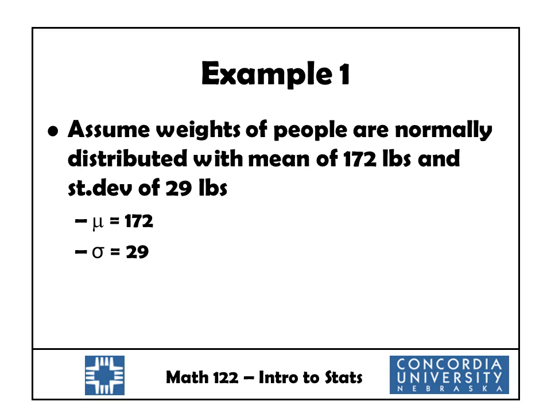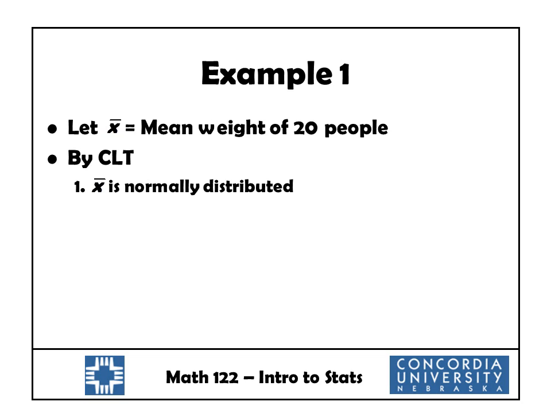So this is our population that I'm interested in. It's all people. Our population mean mu is 172 and the standard deviation is 29. Okay, so let's define our variable here. x bar is the mean weight of 20 people. It's a good idea to define your random variables before you start calculating so that you have a good idea of what you're working with.